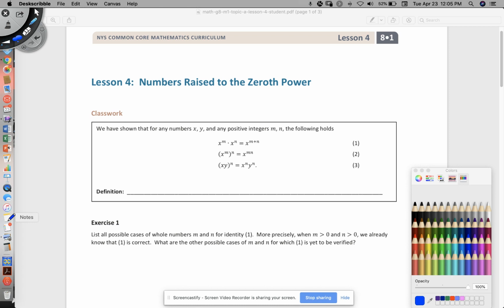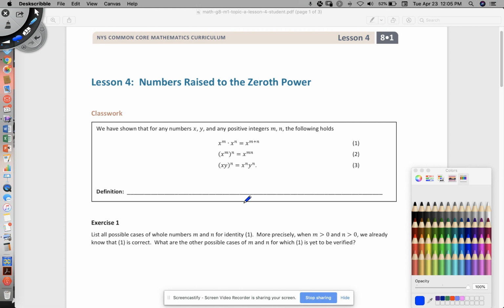All right, this is 8th grade, Module 1, Lesson 4, Numbers Raised to the 0th Power. We have shown that for any numbers x and y and any positive integers m and n, the following holds. These are ones that we have done and practiced. If two numbers are being multiplied together, we add the exponents. If an exponent is being raised to another exponent, we multiply those together. And if we have two bases, both bases still get raised to the exponent.